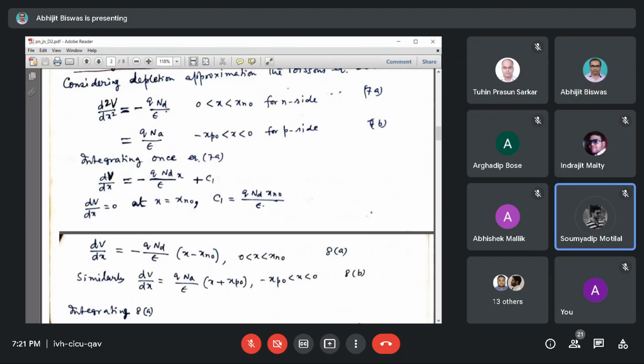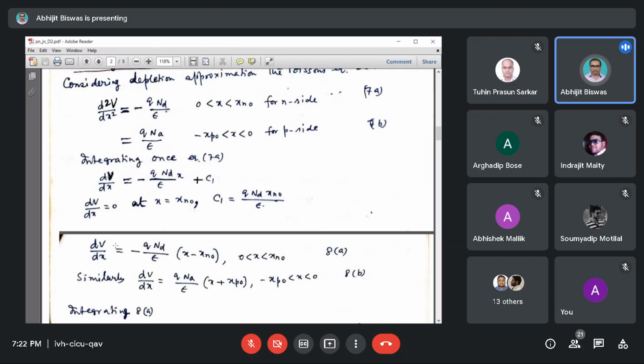Yes, sir. Okay. Now you have to integrate this equation 7a with respect to x. So q, epsilon, Nd are all constants, so it will be simply x plus integration constant c1. Now you have to employ the boundary condition. What is the boundary condition? You know that the electric field vanishes at the edge of the depletion region.